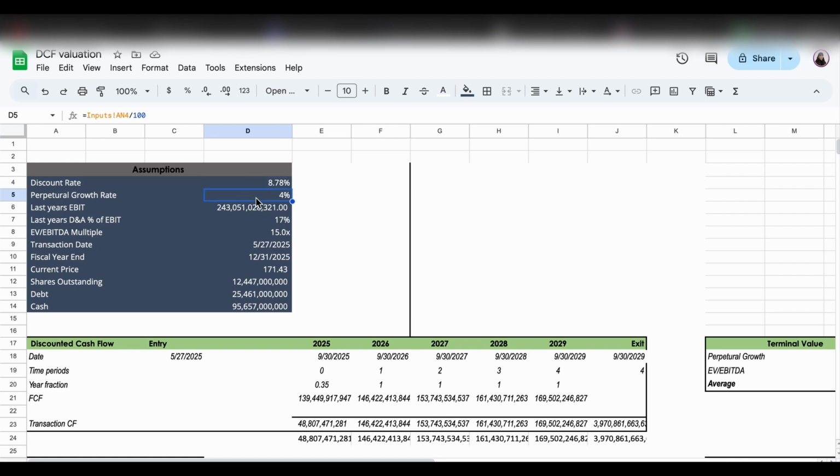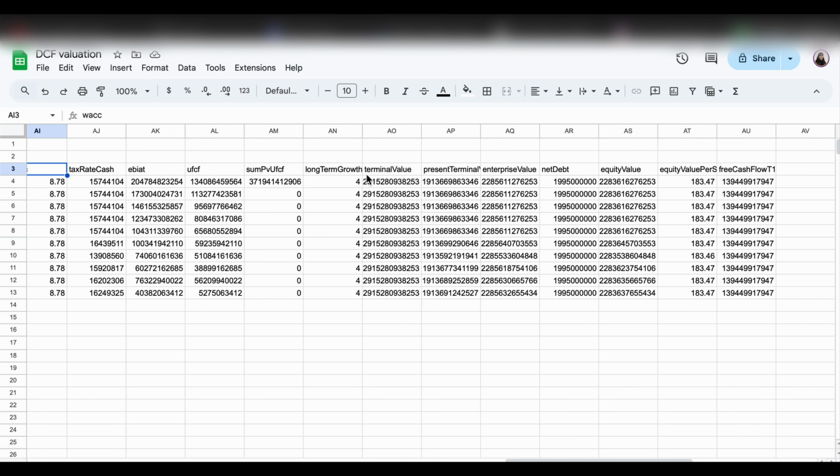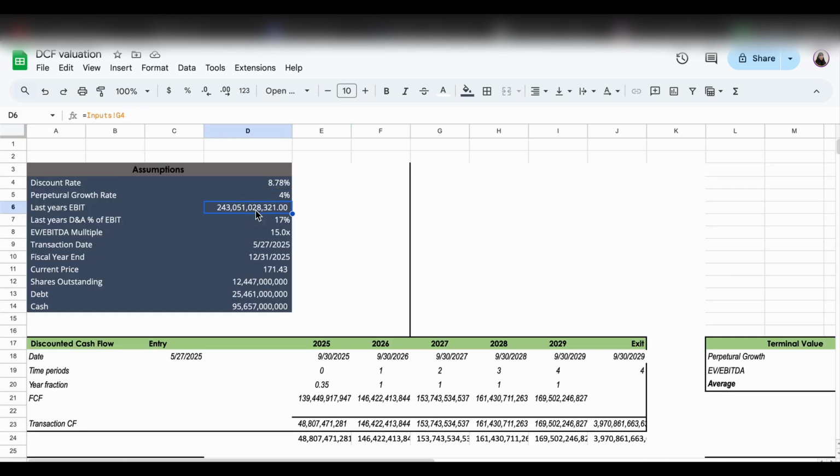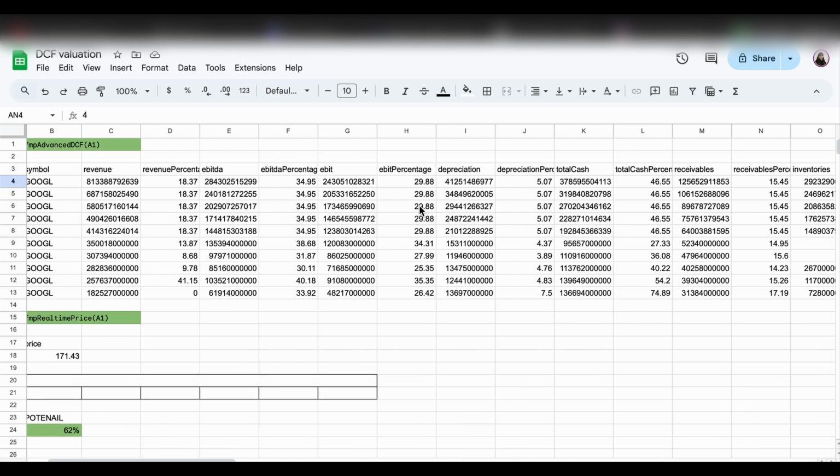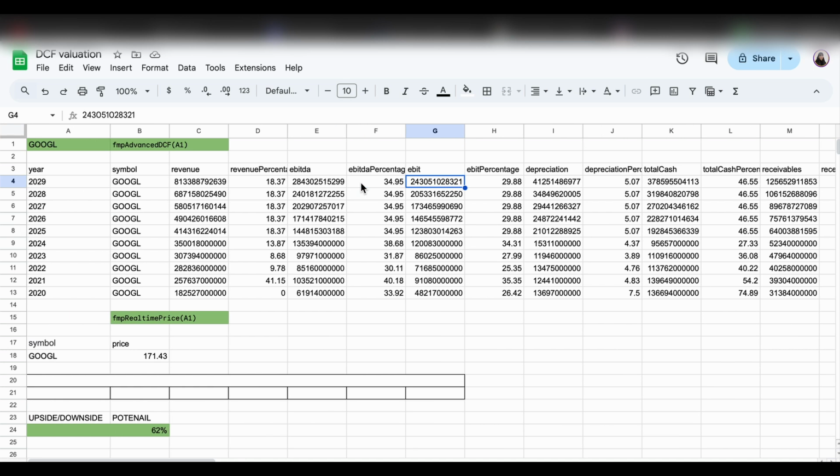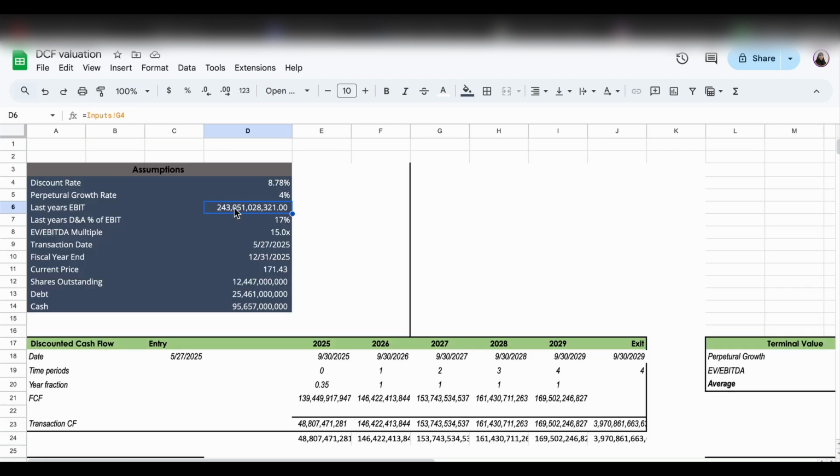Then this is the perpetual growth rate. This is the consistent growth rate. Again, I've taken it from the table that we got using the FMP endpoint. As you can see, AN4, this is the long-term growth rate, which is equal to 4%. Also, the last year EBIT is G4. You can see from here it is G4. It's earnings before interest and tax. Again, I'm taking G4, so this is the last earnings on the forecasted date.